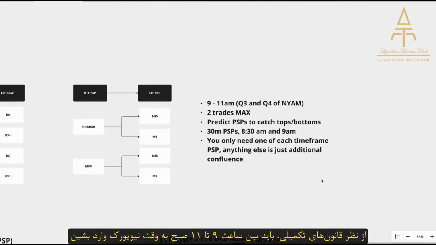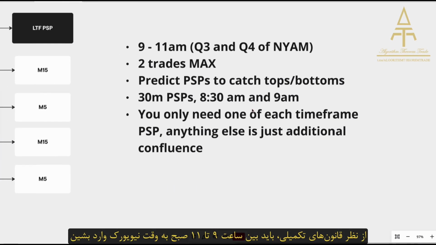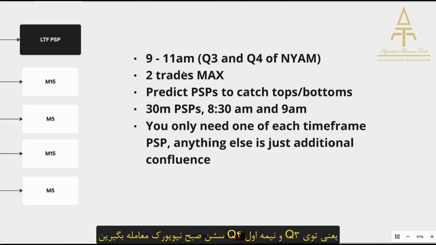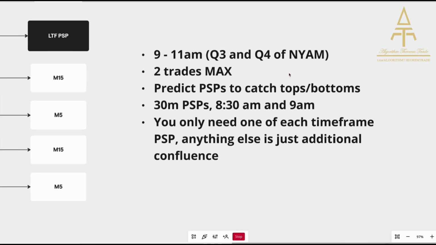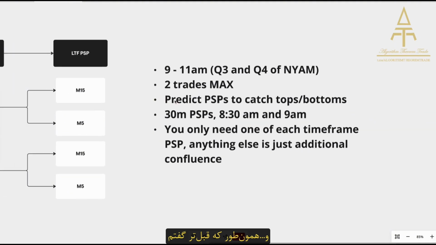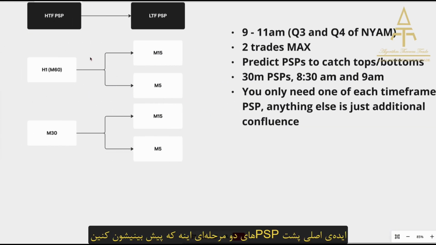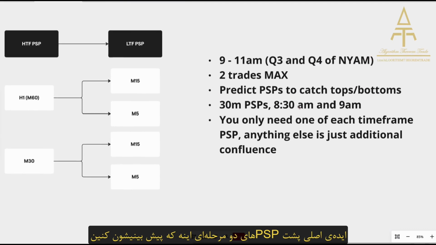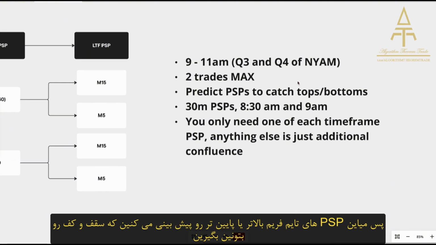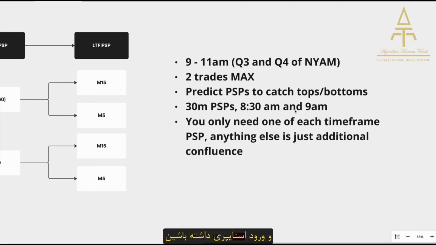In terms of some additional rules, we'll be looking to enter between 9 and 11 AM Eastern Standard Time. So that's Q3 and then the first half an hour of Q4 of New York AM. We'll be looking to trade only 2 trades max in a day. So that's our risk management. And as I said earlier, the whole concept behind the 2 stages of PSPs is to predict them. So predicting the higher time frame PSP with a lower time frame one to catch tops and bottoms and those sniper entries.